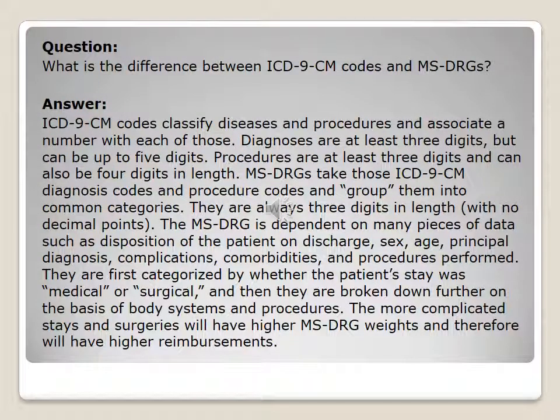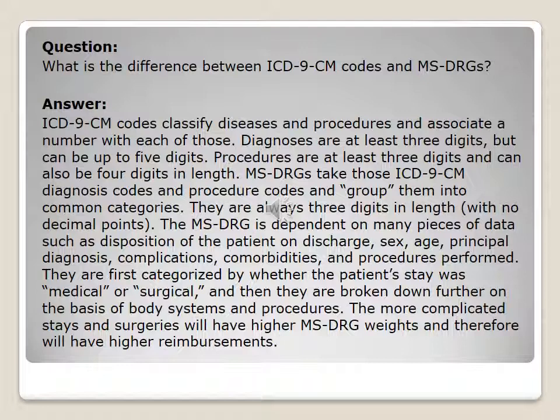Our next question. What is the difference between ICD-9-CM codes and MS-DRGs? Well, our answer is ICD-9-CM codes classify diseases and procedures and associate a number with each of those. Diagnoses are at least 3 digits, but can be up to 5 digits. Procedures are at least 3 digits and can be 4 digits in length.